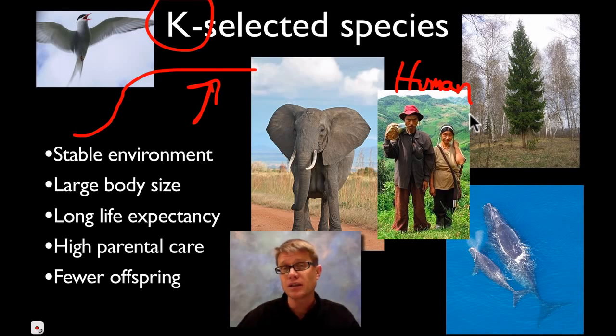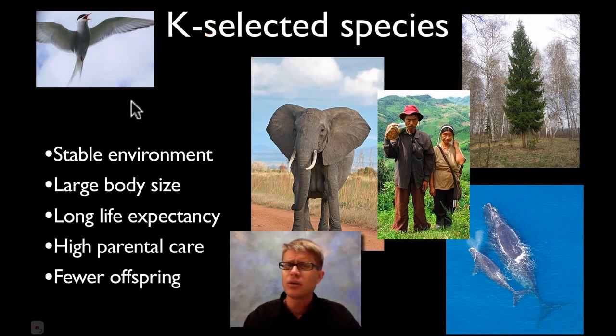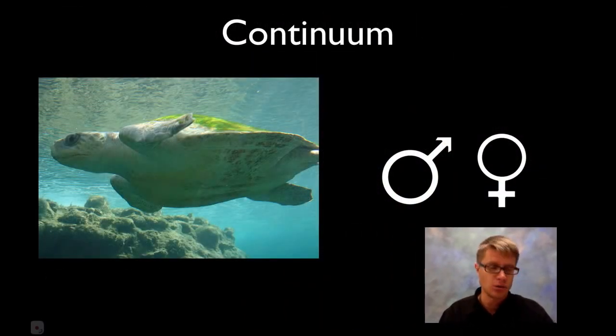If we look at plants, compare this to the dandelion, a tree like this, some trees will live hundreds, if not thousands of years. Or whales are an example of K-selected species. But you don't necessarily have to be big. This is an Arctic tern that lives decades, and they have a lot of parental care. And so they're K-selected species. Know this, that in life, it's not always one or the other. There are some species that actually show a continuum.